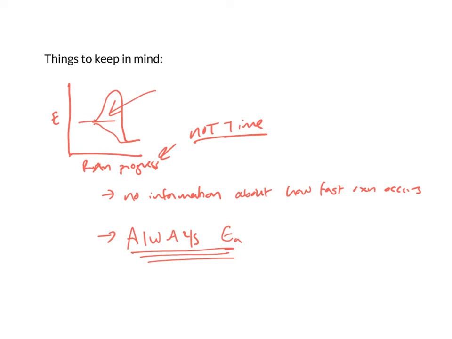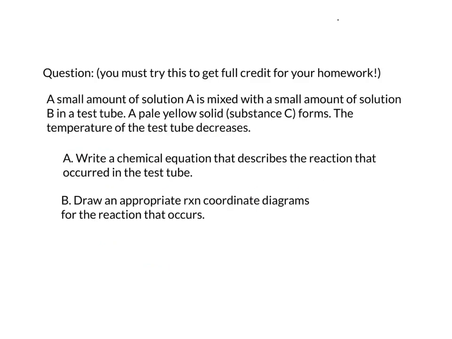So in thinking about reaction coordinate diagrams and applying them to reactions, think about this particular question. I have a small amount of solution A mixed with a small amount of solution B in a test tube. A pale yellow solid, which is substance C, is forming, and the temperature of the test tube is decreasing. Given that, write a chemical equation that describes the reaction that's occurring, and then draw an appropriate reaction coordinate diagram for this reaction of A and B making C.